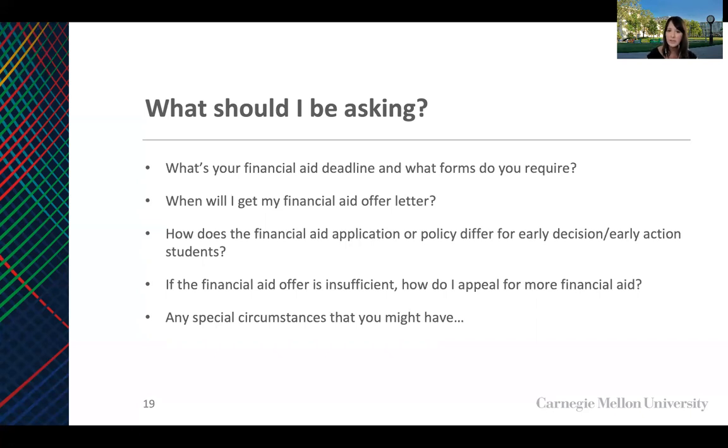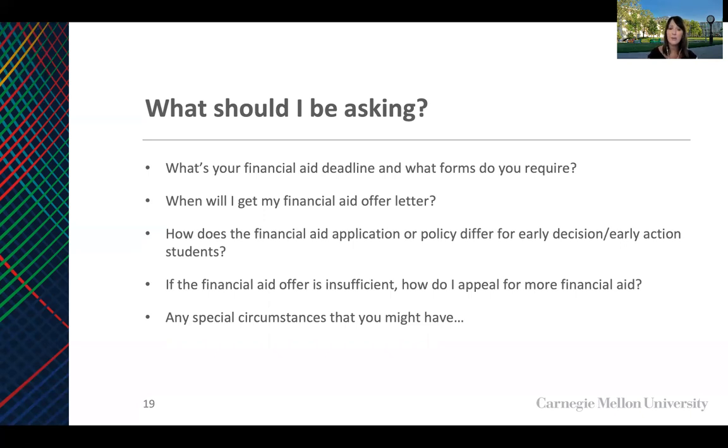When will you get your financial aid offer? So for Carnegie Mellon, if you are an early decision student, you will file the financial aid deadline of November 15th. We will release admission decisions in the middle of December, and then financial aid offers will be shortly after that. For our regular decision process, we will release admission decisions at the end of March, and your financial aid offer letter is available the very next day. So make sure you're asking that question.